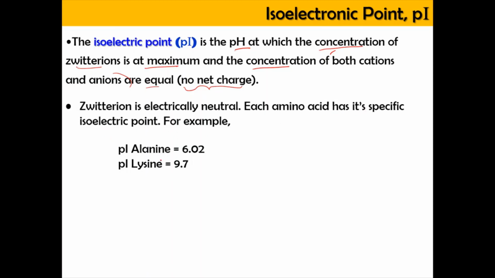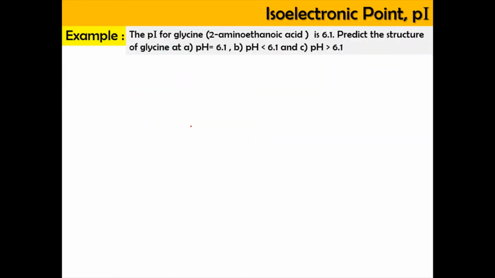For example, alanine, dia punya pI adalah 6.02. Untuk lysine, it can be 9.7. So it is not necessarily 7. Okay, so to understand more about this, let us look into the example. So the pI for glycine, which is 2-aminoethanoic acid, is basically 6.1. So we have to predict the structure of glycine at A, pH 6.1, B at pH less than 6.1, and at C, which is pH greater than 6.1.